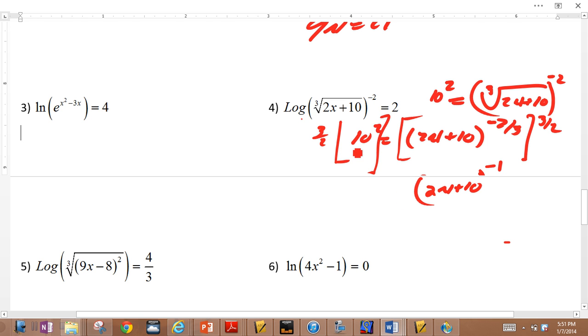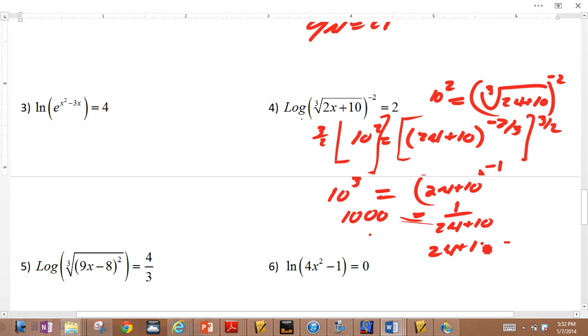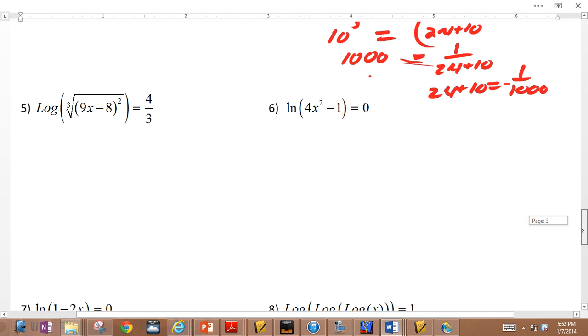Okay? And this gives us what? 10 cubed, right? This just gives us 10 cubed, or 1,000. And so this is now actually 1 over 2x plus 10 is equal to 1,000. Or we can cross multiply and switch positions, or just take the reciprocal of both, however you want to look at it. And the reciprocal of both is 2x plus 10 equals 1/1000th. And you can solve that from there. That's not a big deal. All right.